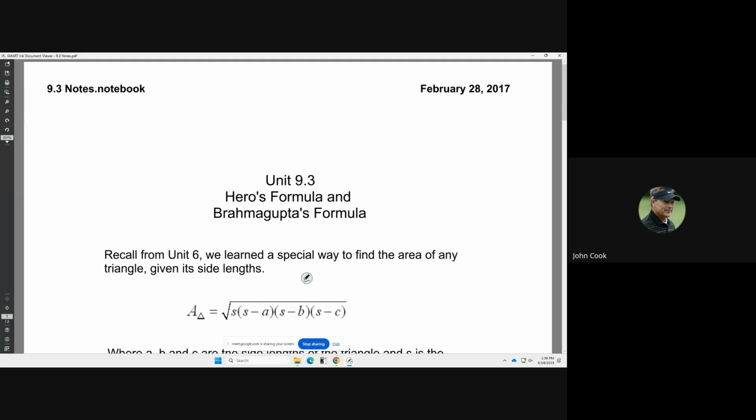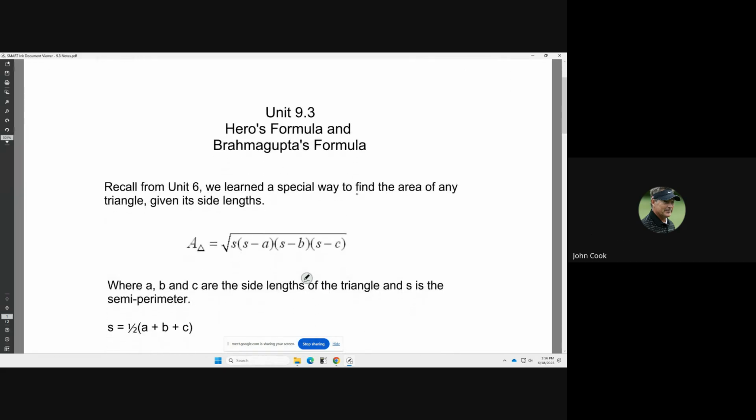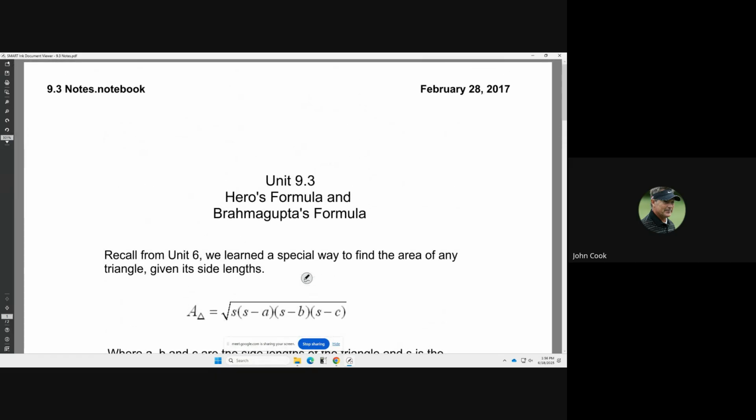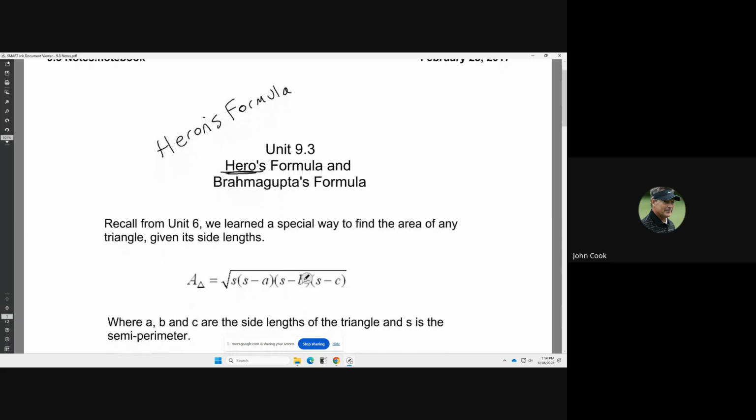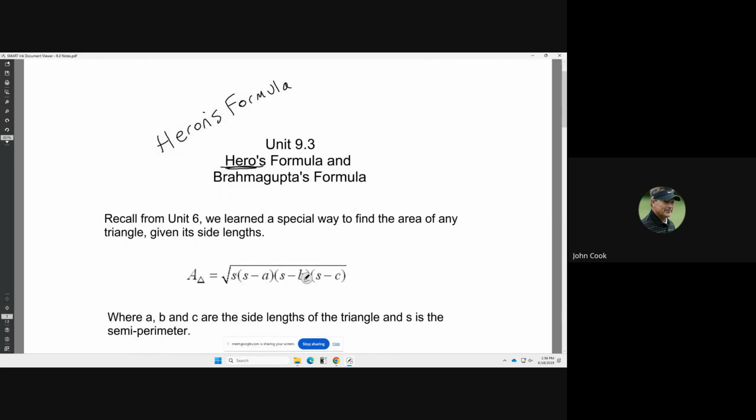Cook. We're going to go through the Unit 9.3 notes for honors geometry, going over Hero's formula and Brahmagupta's formula. Hero's formula, first off, is more commonly known as Heron's formula. I think in our geometry textbook, they write it as Hero for some reason. I think it's kind of interchangeable. The more acceptable one that I've heard is Heron's formula.